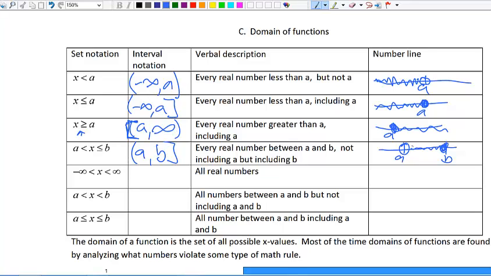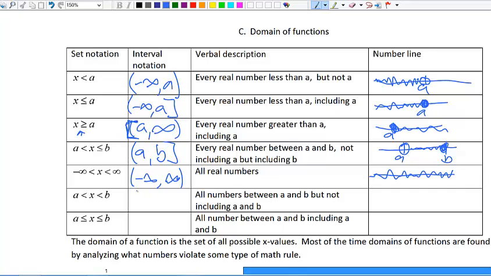Then we have all real numbers. So we're going to put parentheses around infinity. Anytime you have infinity, you're always going to put parentheses around it. You cannot include infinity. Infinity is a concept, not an actual physical number or location. And then as far as the number line goes, you would literally just shade the entire number line.